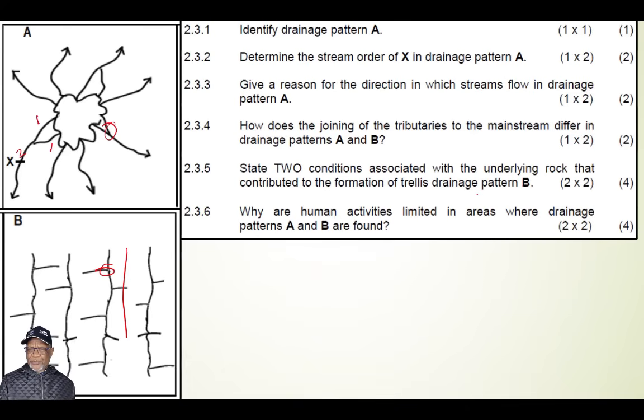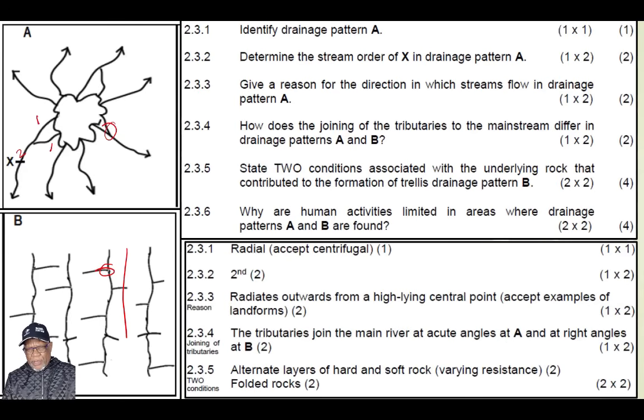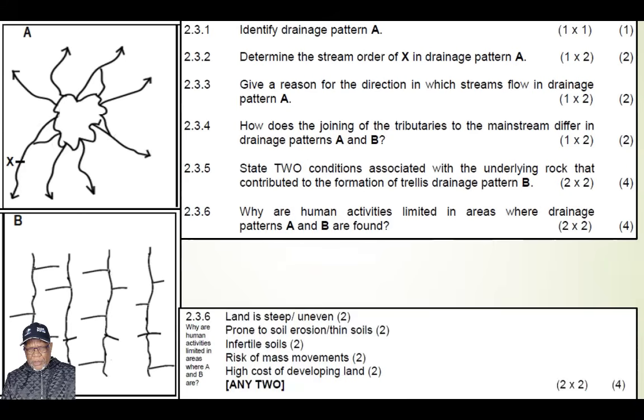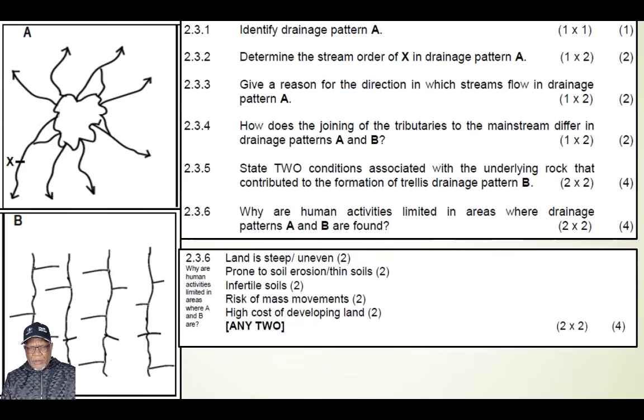That's number two. And it says, why are human activities limited in areas where drainage patterns A and B are found? Why are they limited? Human activities, number one, they are found where the areas are steeper. Number two, it is not easy to build in those areas. So it is steeper area with difficulty to build.